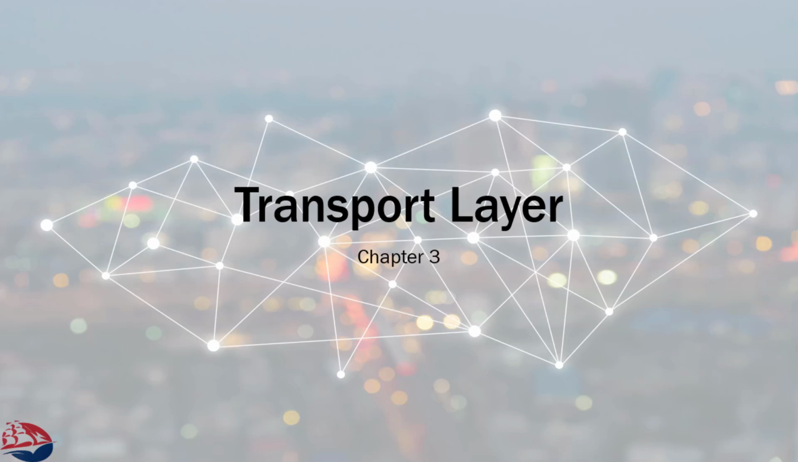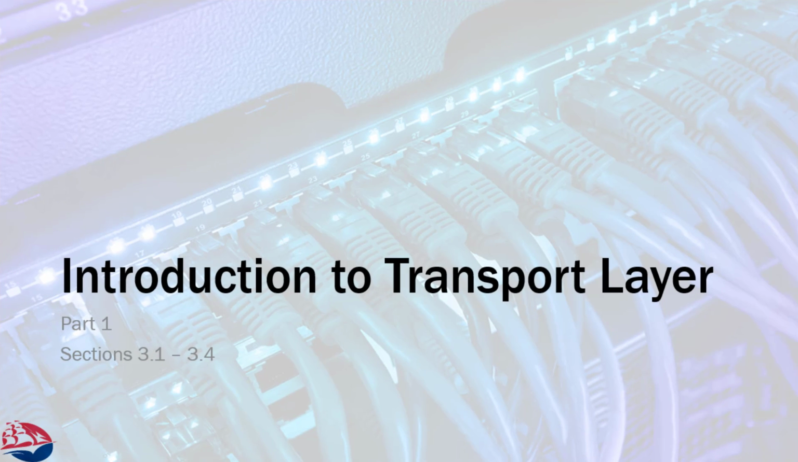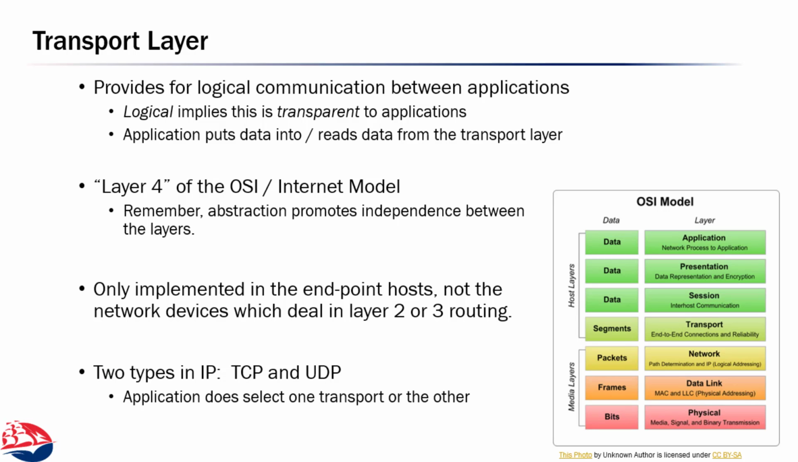Welcome to Network Engineering, Chapter 3, the Transport Layer, where we take a look at kind of a general introduction to the transport layer. So the transport layer is that part of the system that provides logical communications between two different applications. And the term logical here means that the actual implementation of the transport layer is transparent to the application.